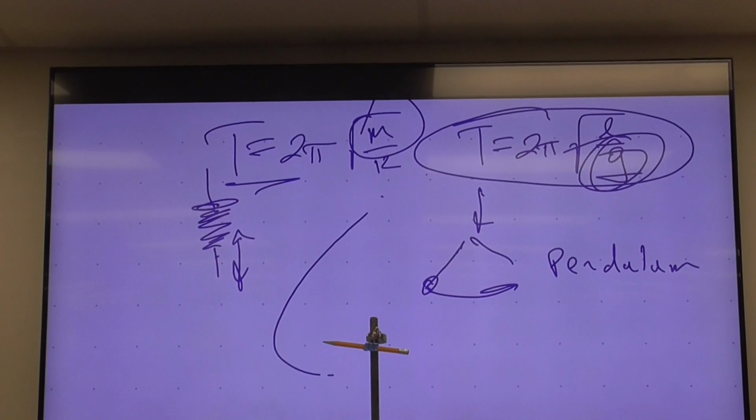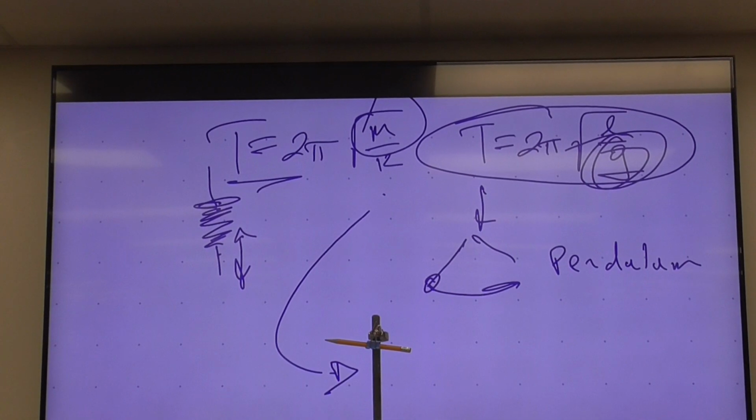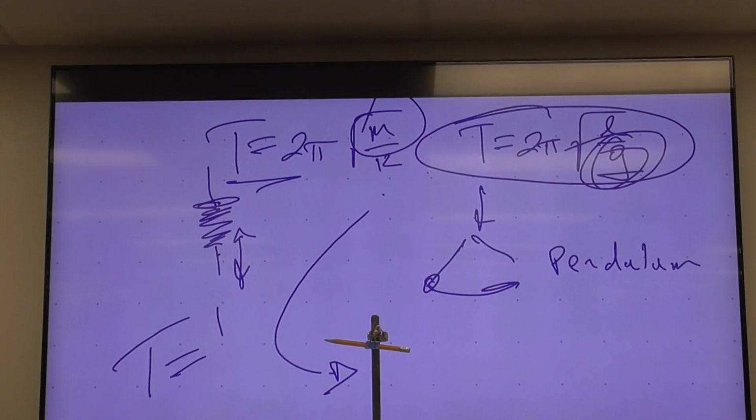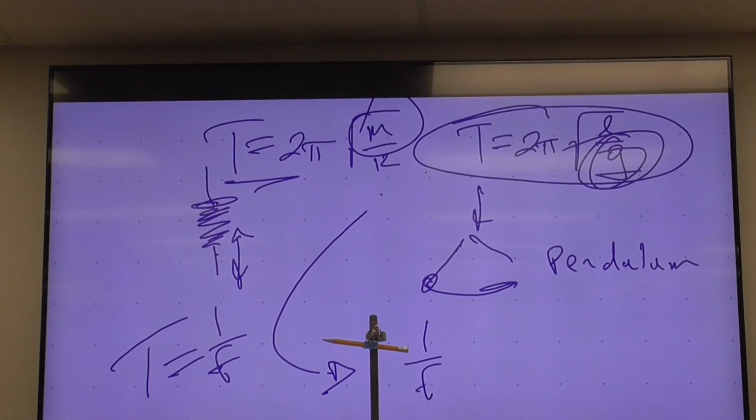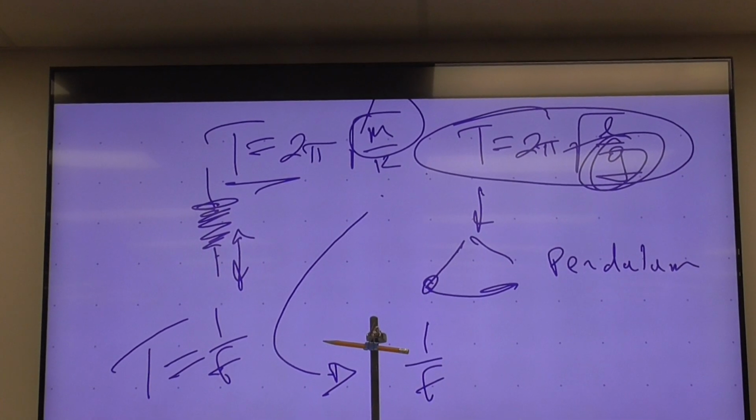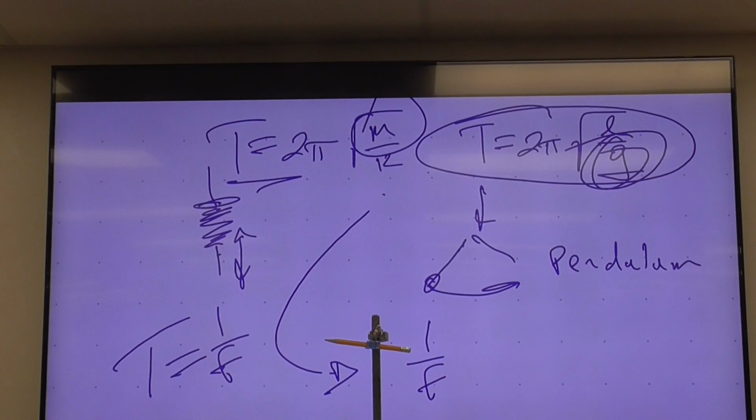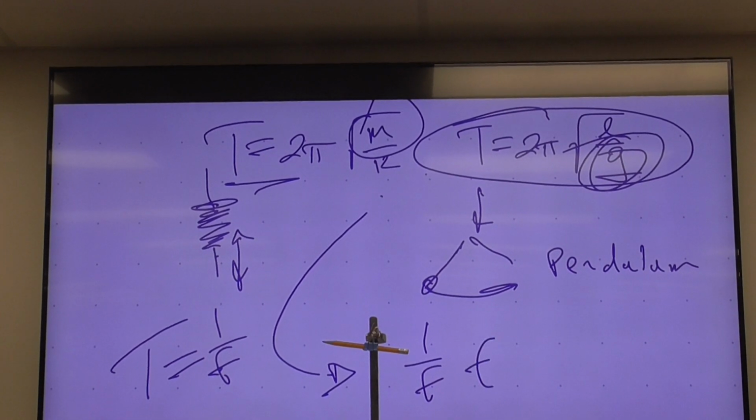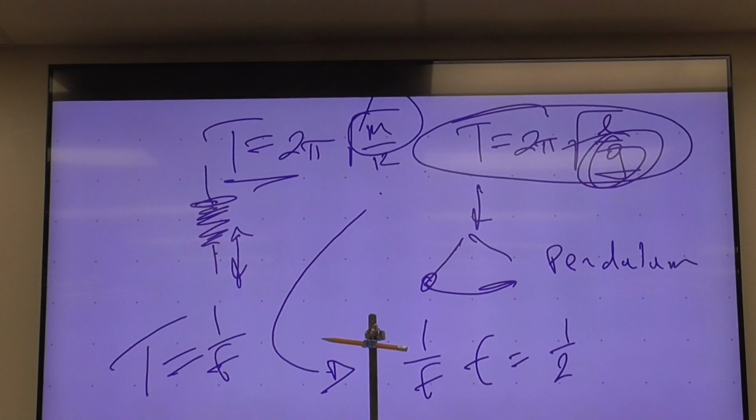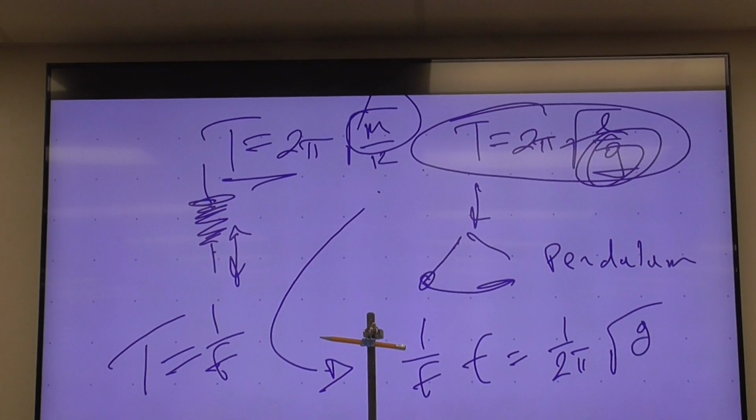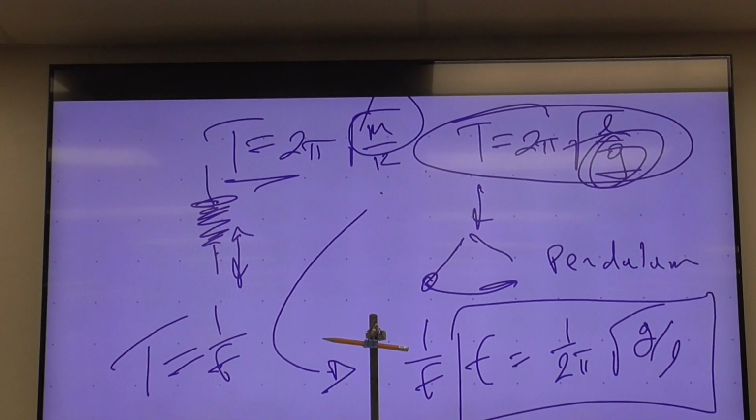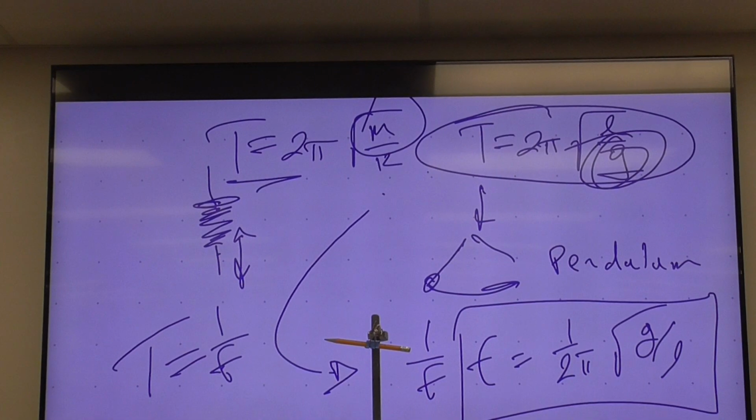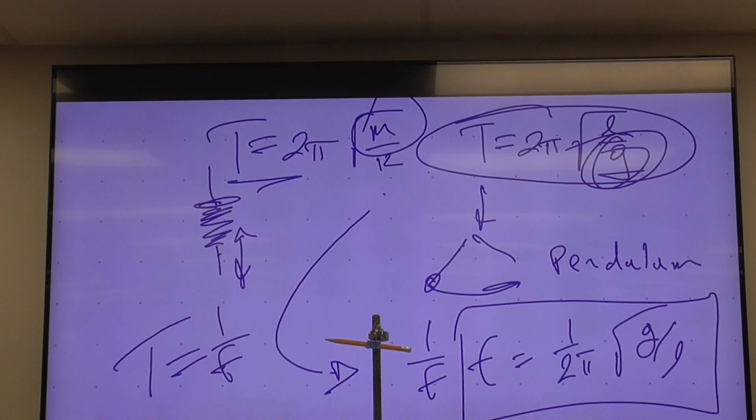What I would recommend, and this is going to be important today, is that period and frequency are inverses of each other. Wherever you see T, you can put 1 over frequency. So if that's the case, we're going to take 1 over that whole thing. To get the frequency of the pendulum, that's 1 over 2 pi times the square root of g over L. Now that's how you're going to look at the period or the frequency of a pendulum, because they're inverses of each other.